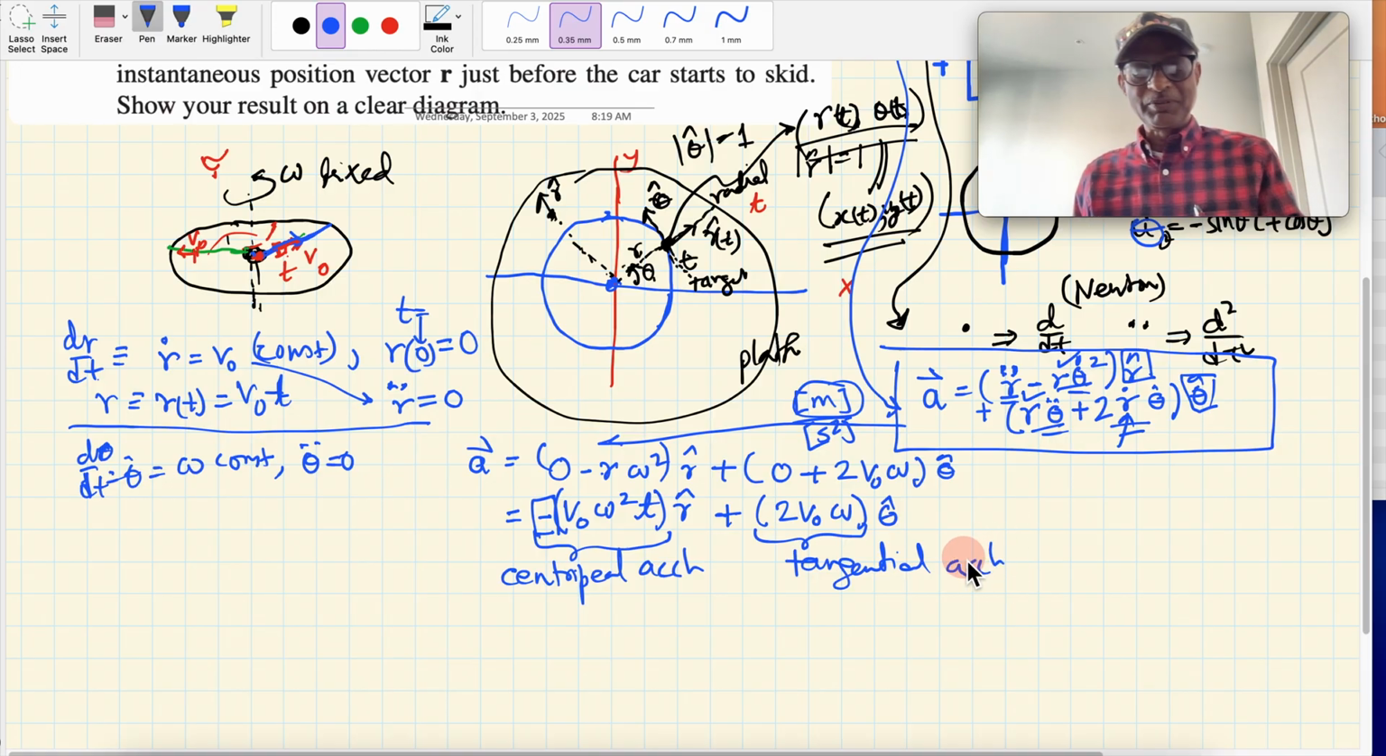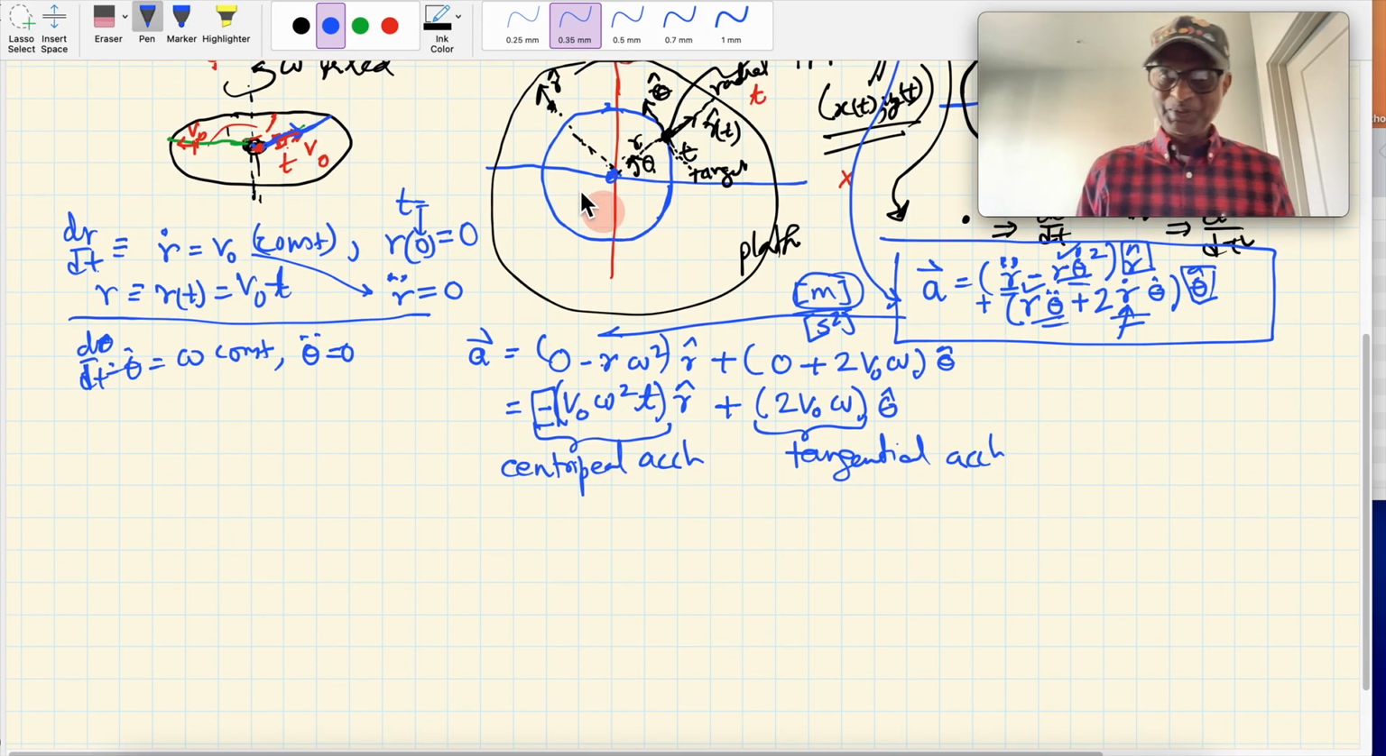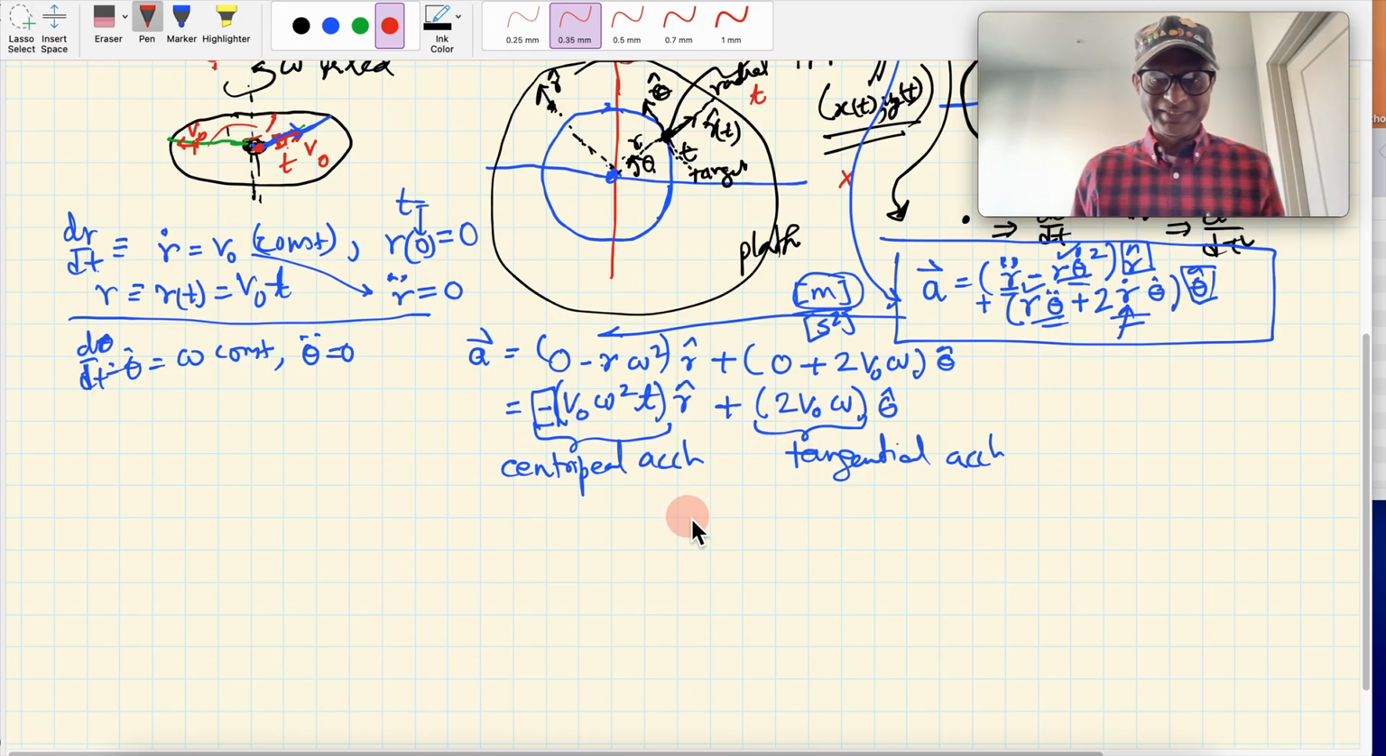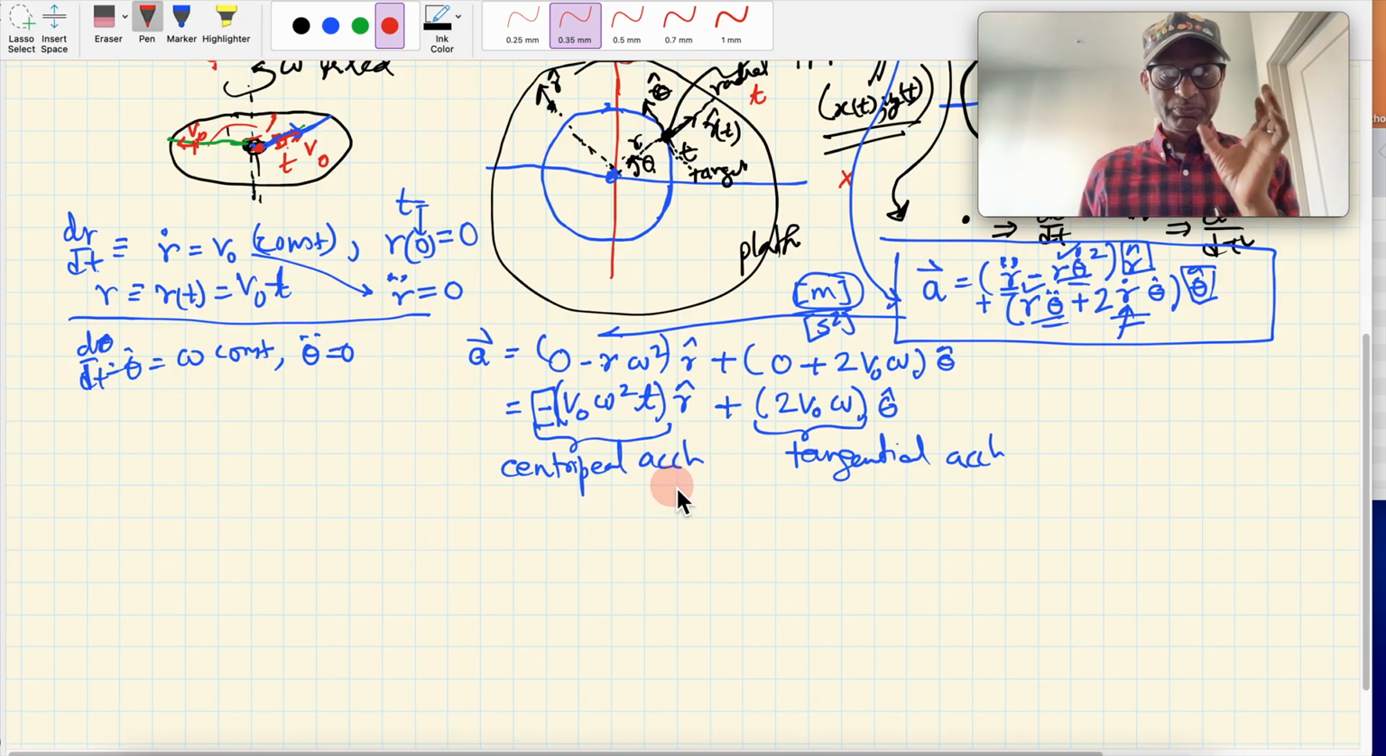I really like polar coordinates. It's really so beautiful, you know. I know students sometimes have difficulty handling this, but when you do a lot of problems with polar coordinates, you start to see the beauty of it.